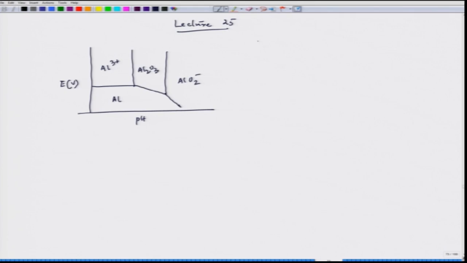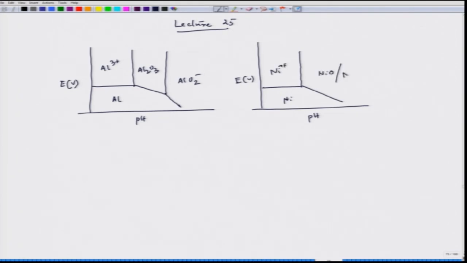Now, if we recall a Pourbaix diagram for nickel, the diagram was like this. This is pH, E volt, this is also schematic, where this region was nickel, this is nickel plus plus, and here either nickel oxide or Ni(OH)2. That time we indicated this region to be immune zone, this region was passive, and this region was corrosion.